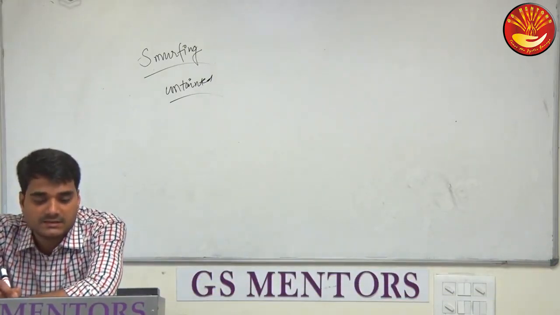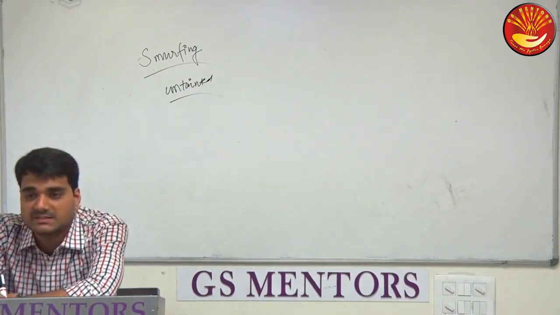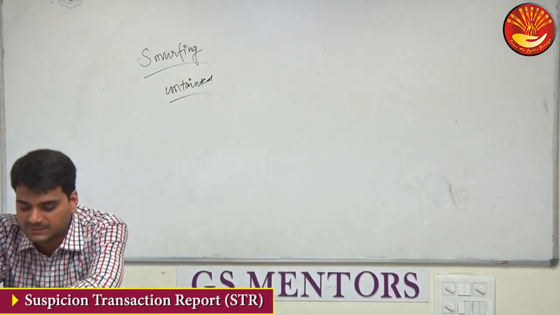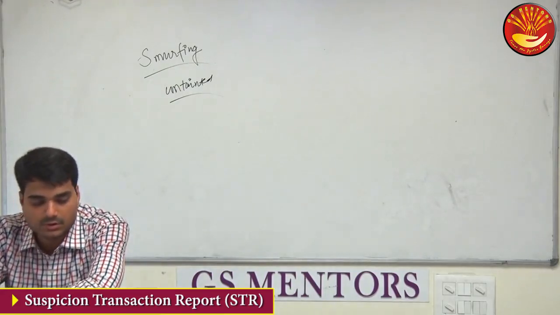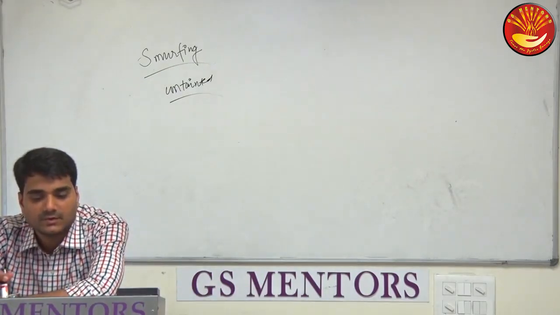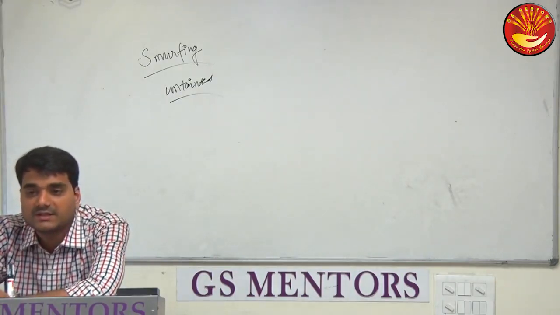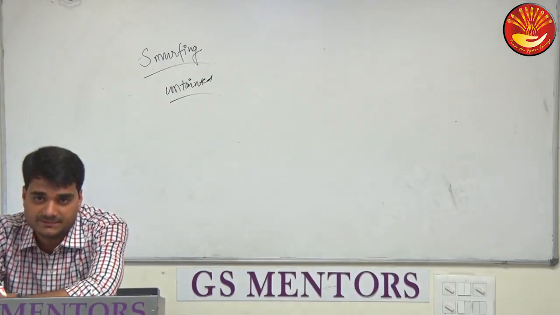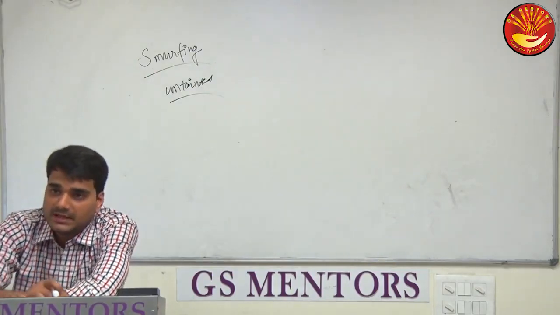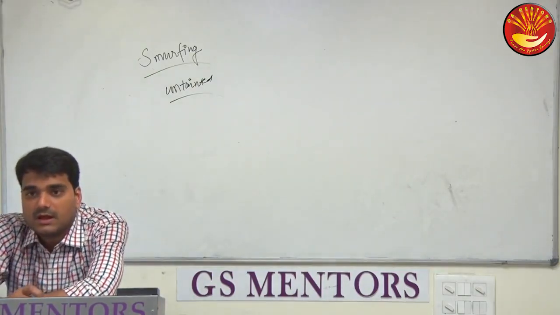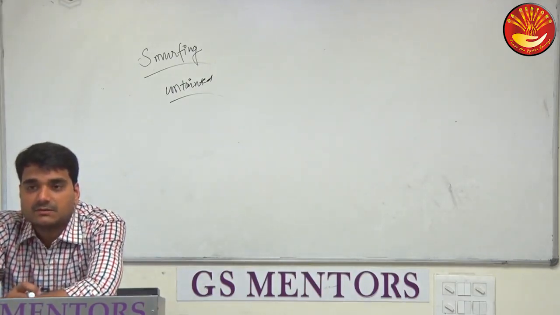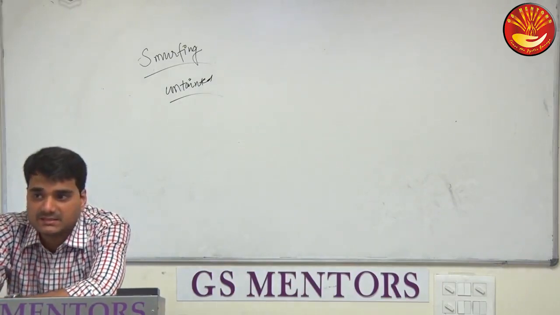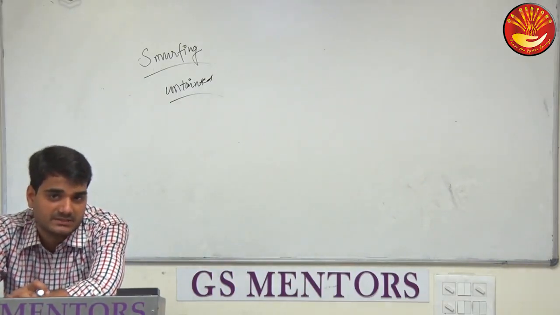After that there is one STR, suspicious transaction report. It means that if any transaction appears to be suspicious, that has to be included in this report. Cash transaction report and suspicious transaction report.